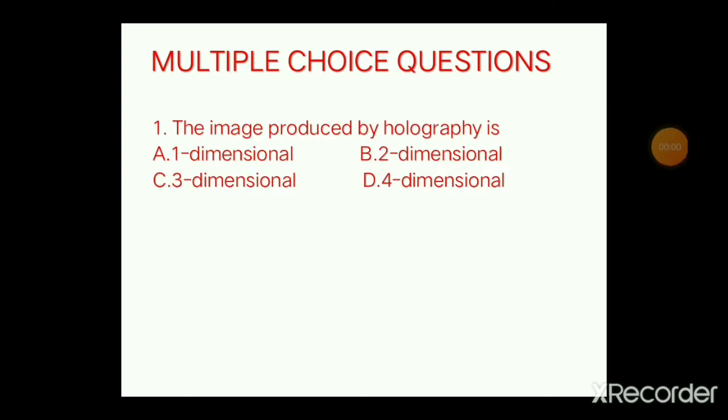Based on this session, let us discuss some multiple choice questions. First one, the image produced by holography is option A 1-dimensional, option B 2-dimensional, option C 3-dimensional, option D 4-dimensional. Answer is C 3-dimensional.